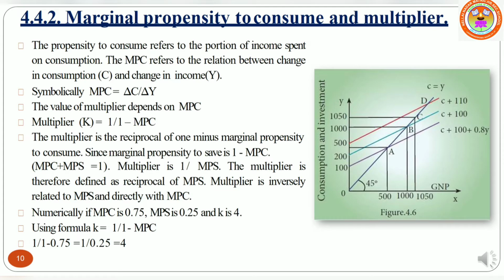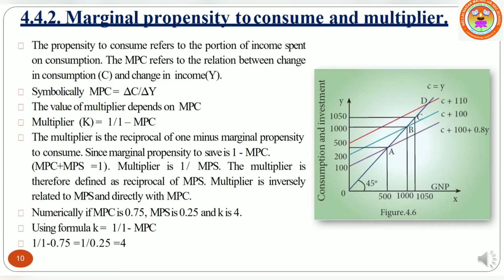The propensity to consume, we already discussed this. The propensity to consume refers to the portion of income spent on consumption. The marginal propensity to consume, MPC, refers to the relation between change in consumption and change in income. Symbolically, MPC is equal to change in C by change in Y. So the value of the multiplier depends on MPC.